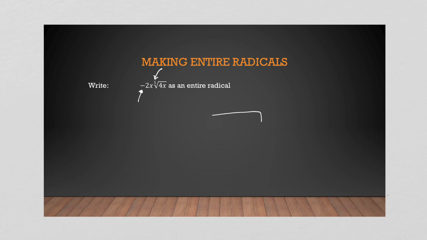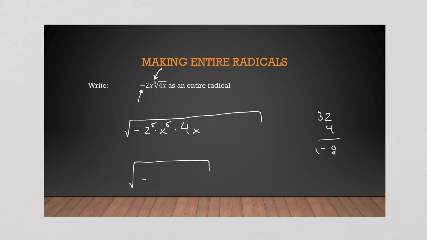And then you're bringing in 2, but 5 times, so 2 to the 5. You're bringing in an x, but 5 times, x to the 5. And then you had a 4 and you had an x on the inside. So in this case, you're actually left with negative 2 to the 5 is 32. 32 times 4 is 128. So negative 128, x to the 6.